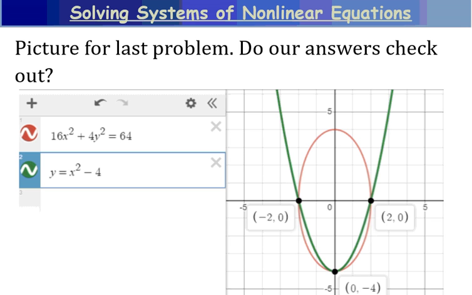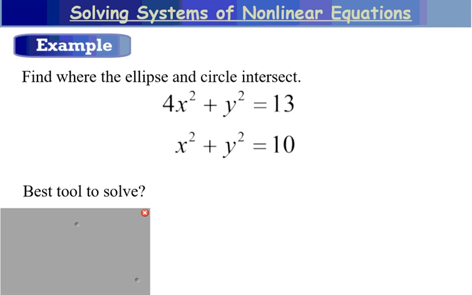If you type the equations into Desmos and ask it to find where they cross by just looking at the picture, does it look like our answers check out? And they do. There they are. There's our 3 points of intersection. So there's our first one.